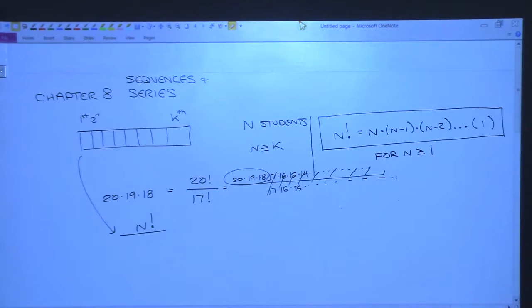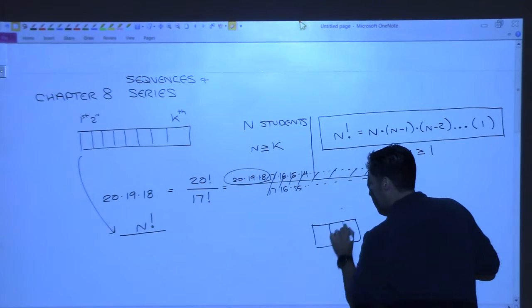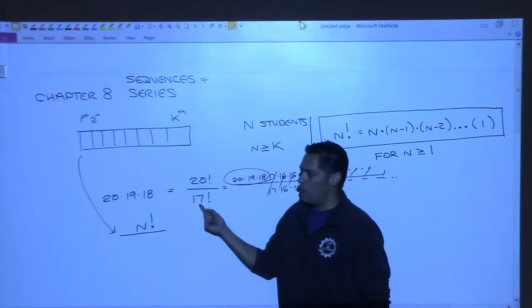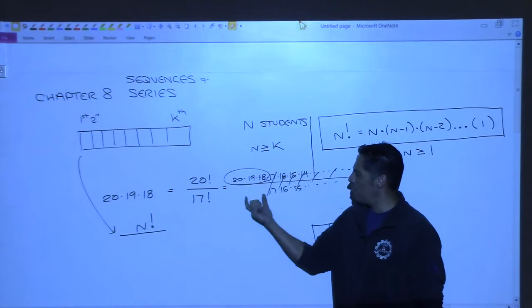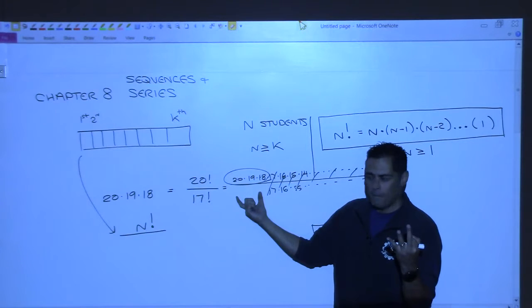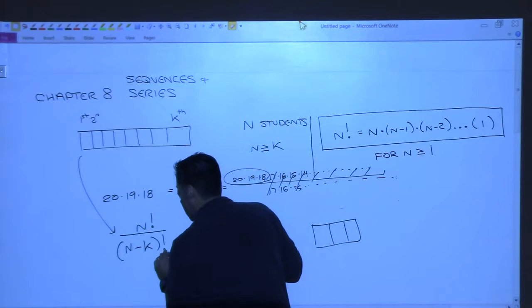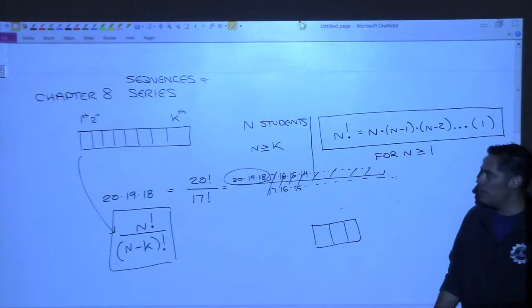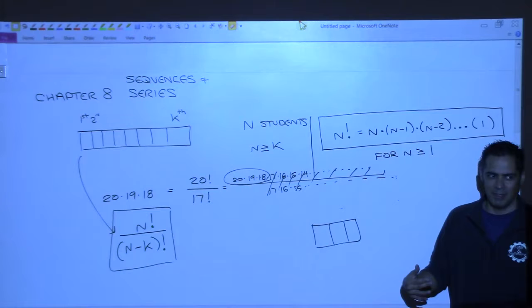Not k factorial, n minus k factorial. So think about it. How many positions did we have in the previous problem? There were 3, right? Why did I put 17 on the bottom? Because I wanted to take away from 17 down, right? I wanted to take away all those and leave the 3 that were out front. So this would be n take away k factorial. That would be a general formula for the number of ways that you could maybe line up k people out of a group of n people. Yeah?